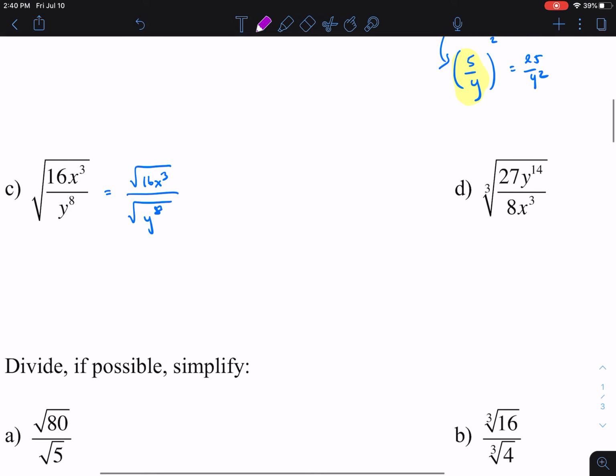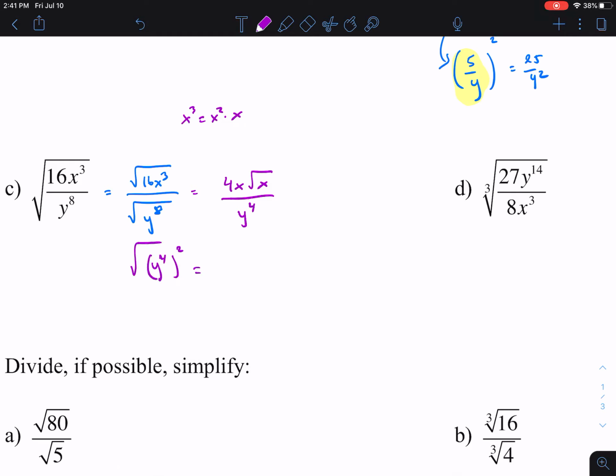On the top, we can use what we learned from the last section to simplify the square root. 16 is 4 squared, so that's 4. Then x to the third, we can write as x squared times x. The square root of x squared is going to be x, and then we leave one x inside. Over y to the 8th, that is y to the 4th, because y to the 8th is y to the 4th squared. So that becomes just y to the 4th. So yeah, this is the answer.